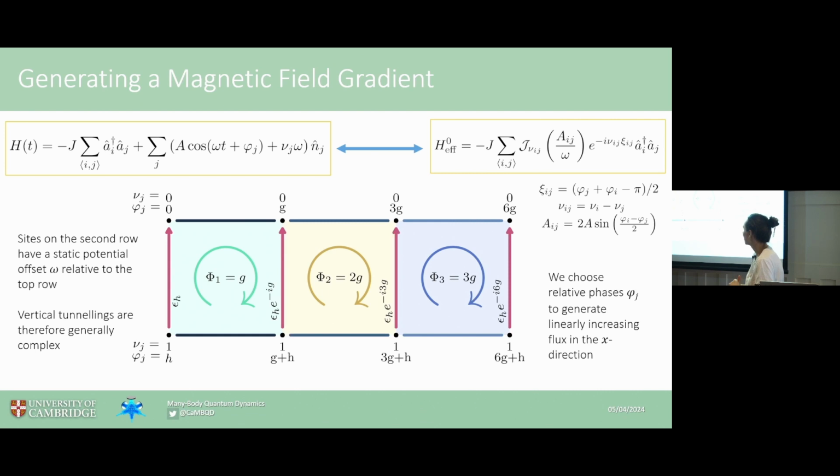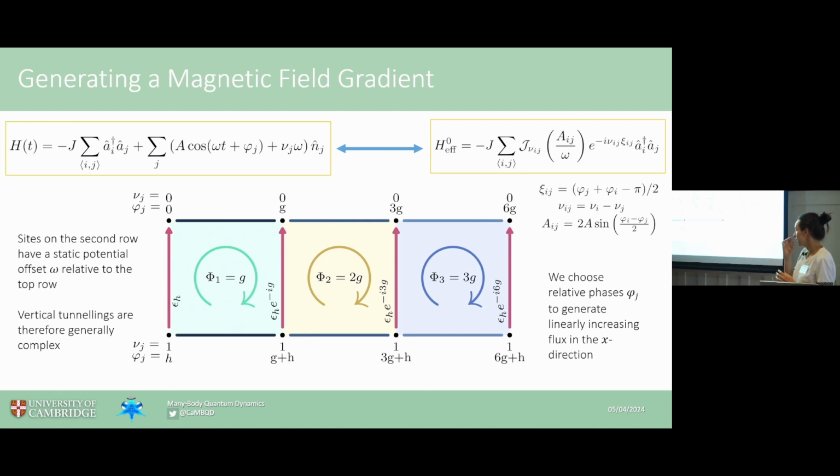Here's a particular application of this, where on the top row, we have the local chemical potential all being 0, and then all the bottom row being omega relative to the top row. This means that all the vertical tunnelings will be renormalized by this function, and we have the opportunity for them to become complex if we choose these offset phases in the right way. However, all the horizontal tunneling is going to be real because there's no relative static offset, and so it's going to be renormalized by the Bessel function as we saw previously.